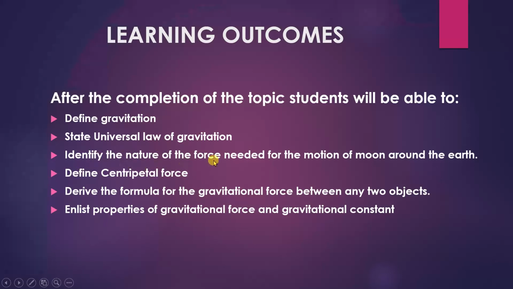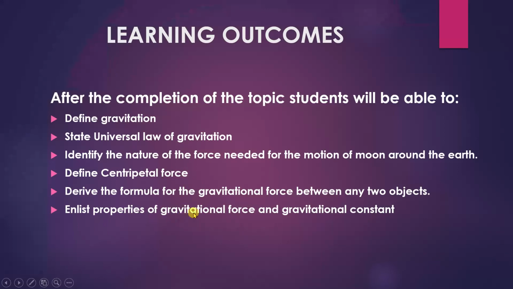We have identified the nature of force needed for the motion of moon around the earth. Yes, we have seen that centripetal and centrifugal forces. Now you can define the centripetal force, center-seeking force, and we have seen the derivation of gravitational force between any two objects, and we have derived the formula F equal to G m1 m2 upon r square. Now we can enlist the properties of gravitational force and gravitational constant.